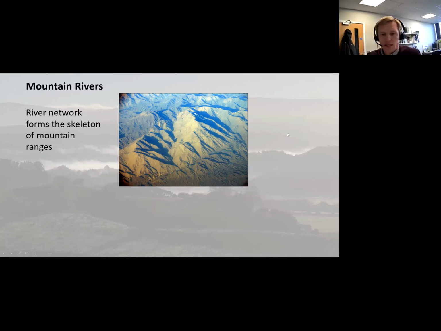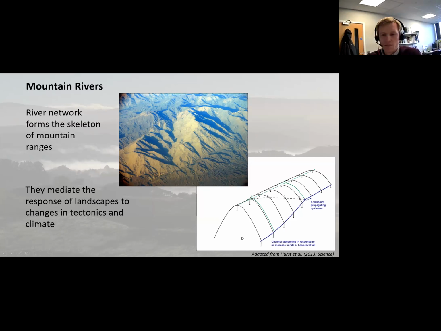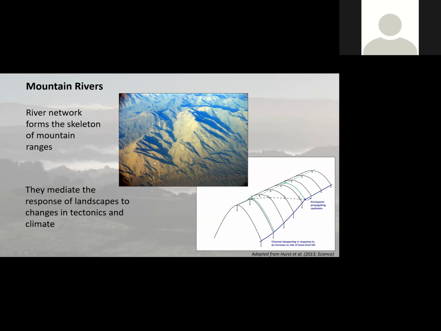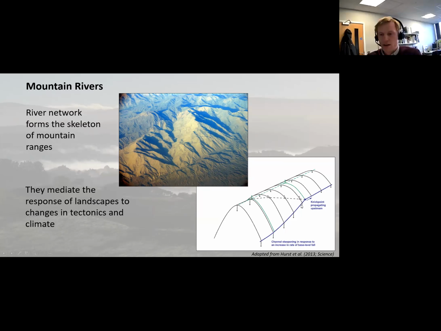One of the ways it does this is through responding to changes in tectonics or climate. For example, if we have a change in uplift rate or a change in the base level, we can generate knickpoints in the river system, which, as they propagate upstream, have an impact on the hillslopes. This is a nice diagram from Martin Hurst's work. Downstream of the knickpoint, we have longer and steeper hillslopes than upstream. So if we can understand the processes at work in the river channel at the bottom of these valleys, that helps us understand the wider evolution of landscapes.